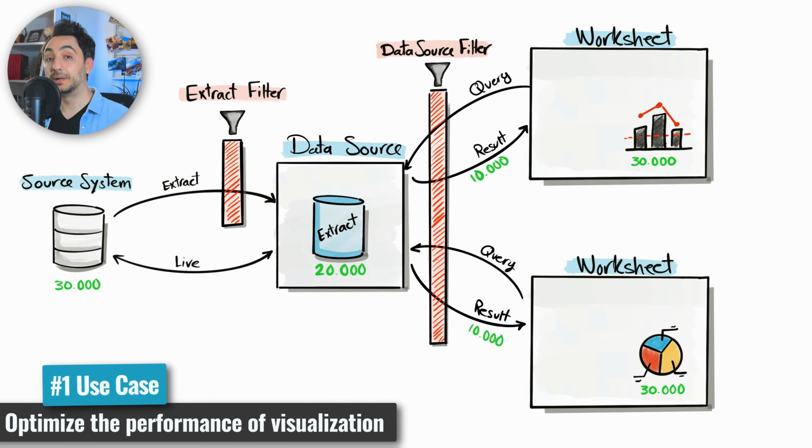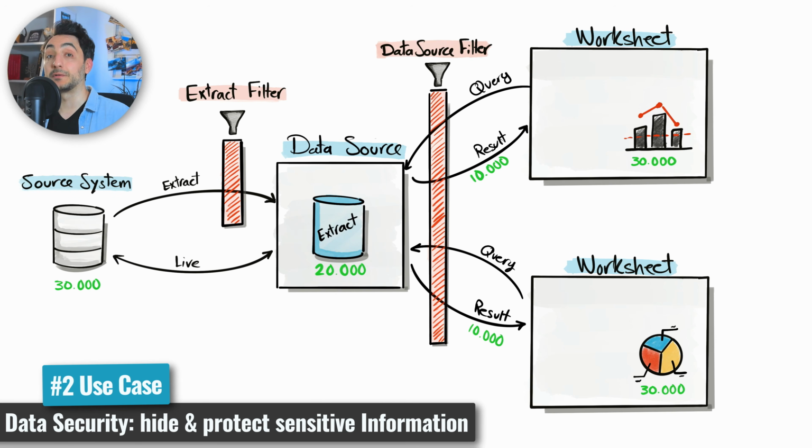Here again, the main purpose of the data source filter is to reduce the size of data. That means, and you know that already, having less data means less processing time in Tableau and better response time in the worksheet, in the visualizations. And here we have another use case for the data source filter: to hide sensitive information from the worksheets, from the viewers.